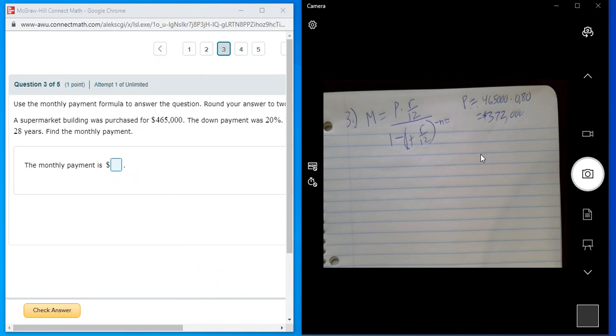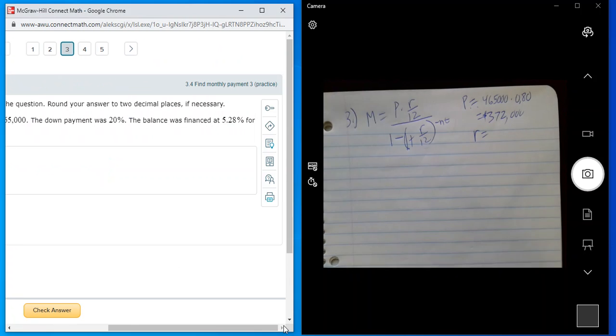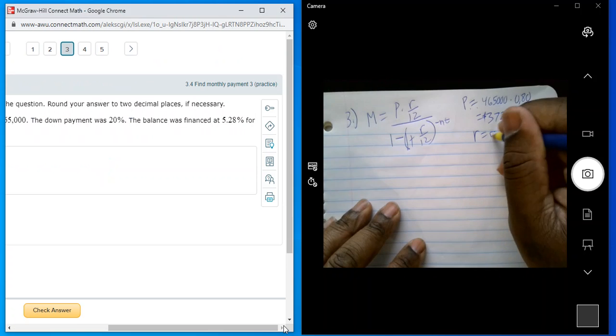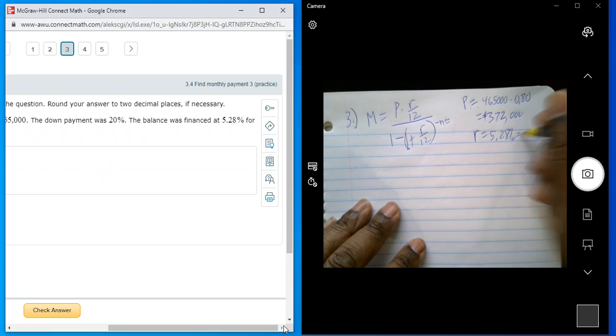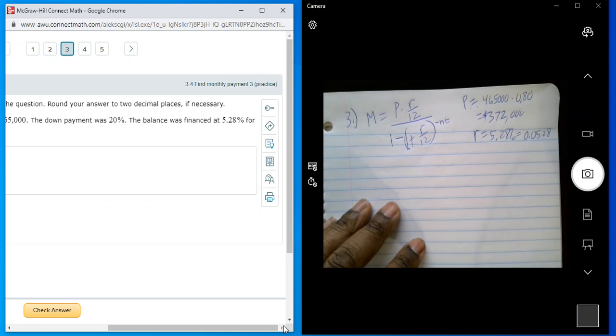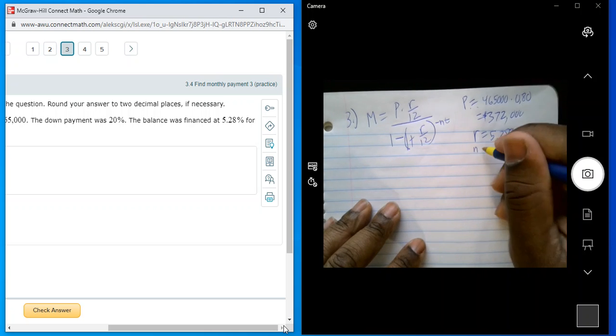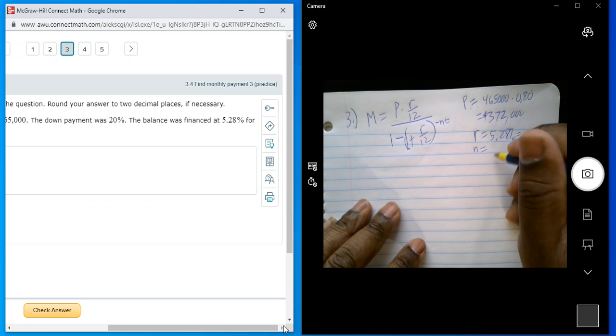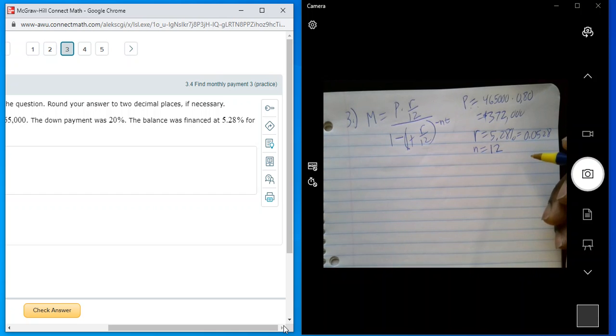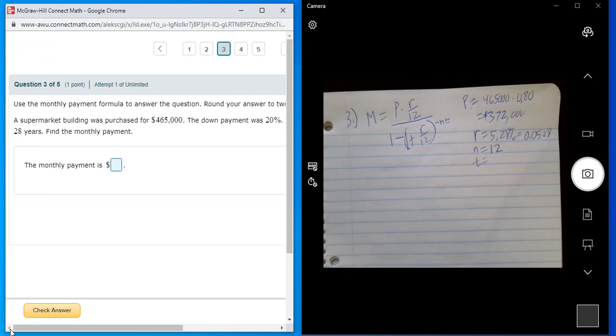Now, next thing we need is our rate, or the interest rate we're paying. According to this, our interest rate is 5.28%. And when we put in the problem, we'll change it to a decimal, which would be 0.0528. And then our n, which is the number of times that it is compounded, we know it'll be 12 because it's monthly. And then the time, we're given a time here of 28 years. Now I know this problem that I'm giving you is slightly different than the one that you sent me, but it's still the same process.